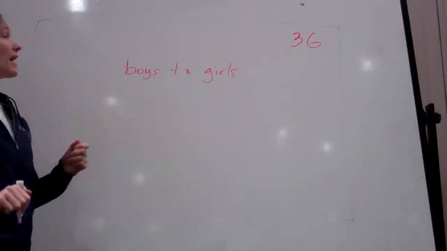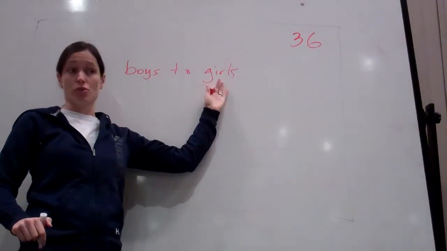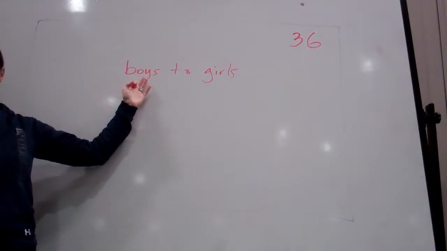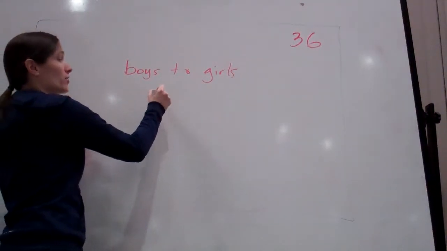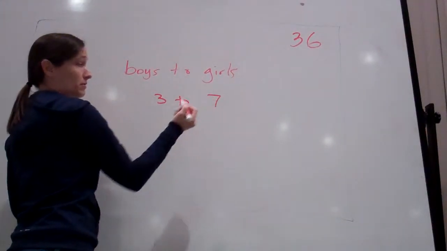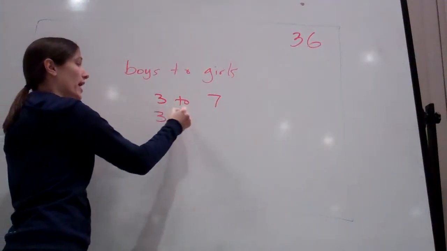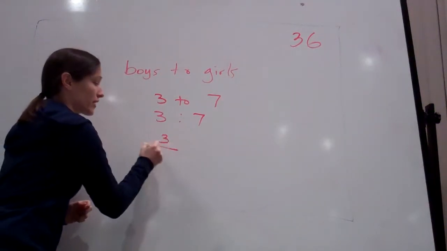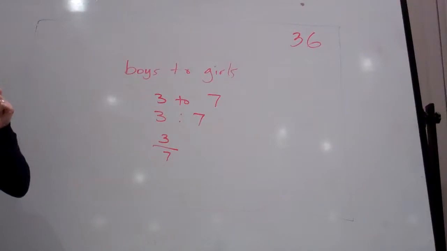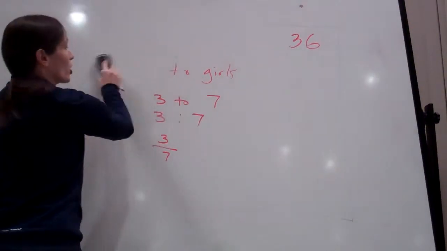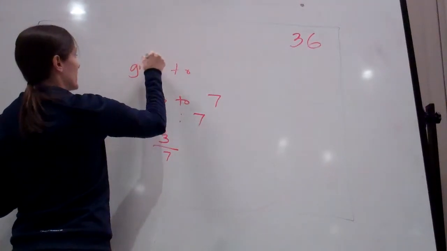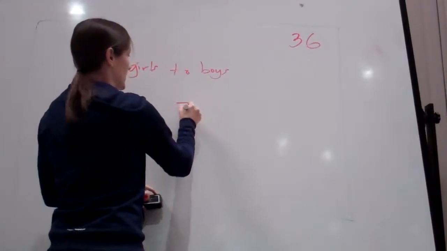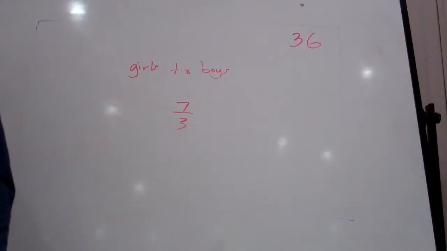3. Okay, now wait a minute. I'm doing boys to girls. And whatever is asked first is the one you do first. So right now we know that it's 3 to 7, or the other way to write it is 3 to 7. And the way I want you to write it is 3 over 7. Now, what if I said girls to boys? 7 over 3. Okay, now, here's what I want you to get. Y'all see that? 7 over 3?